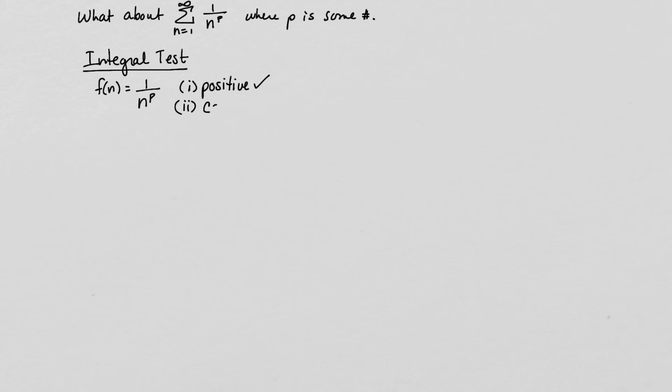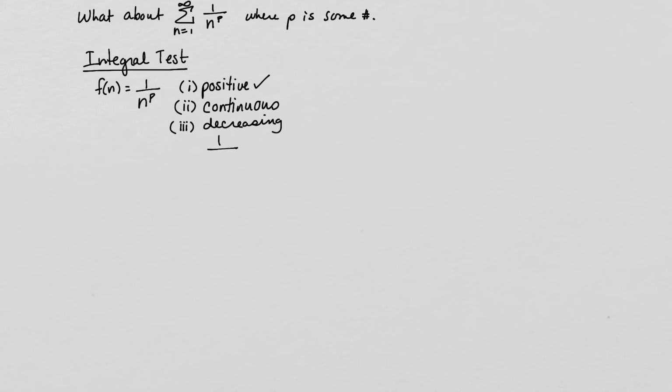It's continuous. So again, the only place where it's bad is when n is 0, and n equals 0 doesn't happen in our summation, so it's continuous. And then we have to check decreasing.